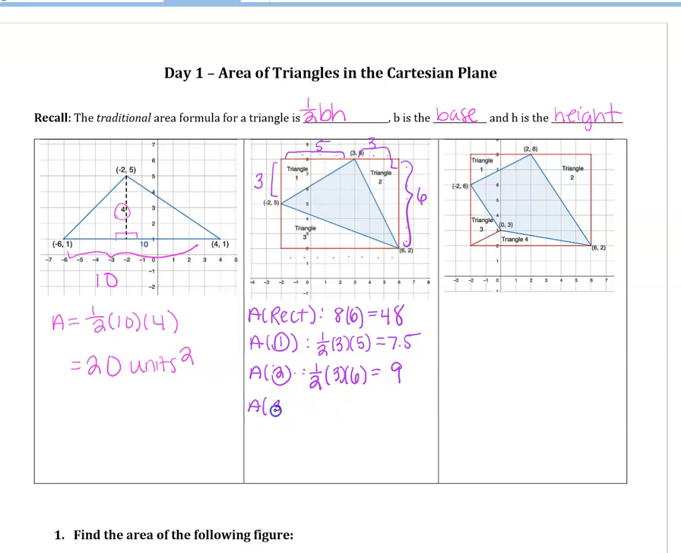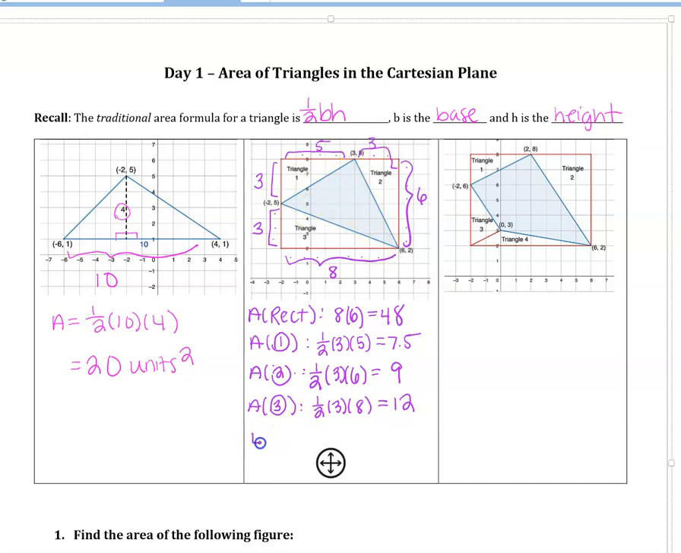And then I'm moving on to my last triangle, triangle 3. So this is 1, 2, 3 boxes by, again, this bottom part was 8. So that's 1/2 times 3 times 8, so half of 24, which is 12. Okay, so again, in order to find the area of our triangle, the shaded area here, we're going to take the area of the rectangle, which was 48, and then I'm going to take away each of these individual triangles.